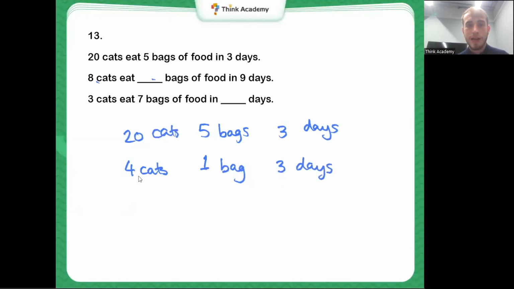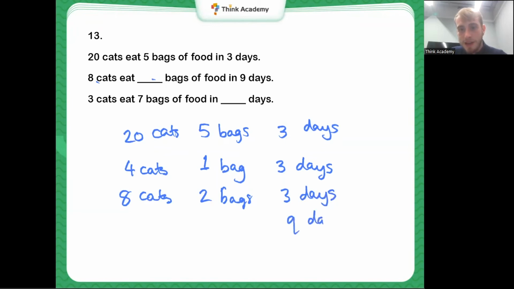So now I know what 4 cats can eat, I can now quite easily work out what 8 cats will eat, because I chose 4 because it was a common factor. So 8 is going to be a multiple of 4, which means they're going to eat double the food, 2 bags in 3 days. But this question asked me for 9 days. So I need to times everything by 3. You can imagine those same 8 cats will eat 2 bags every 3 days. So the same 8 cats will eat 2 times by 3, which is 6 bags in 9 days.